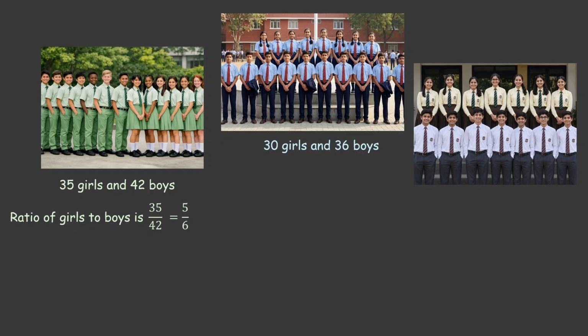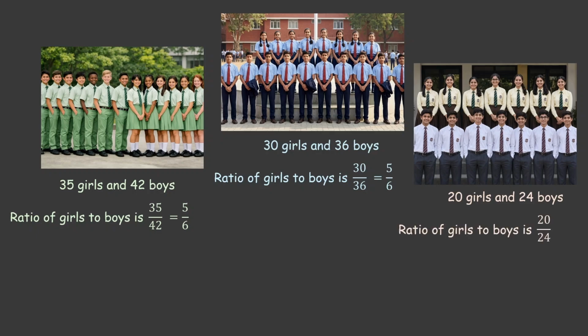School 2 has 30 girls and 36 boys. The ratio in this case is 5 by 6. School 3 has 20 girls and 24 boys. The ratio is 20 by 24, which is 5 by 6.